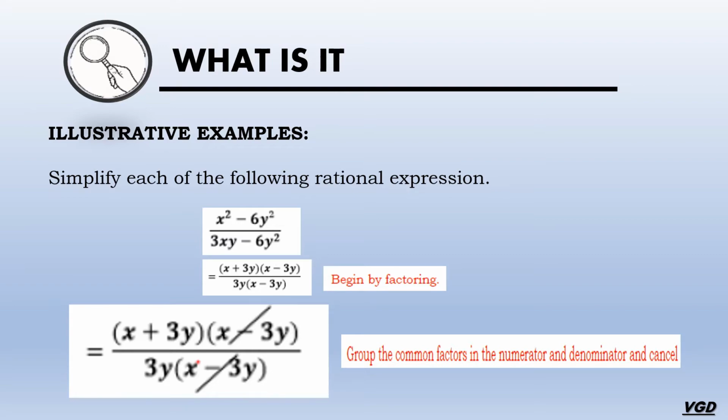Next is to group the common factors in the numerator and denominator and cancel the common factor. So we have here the common factor for both numerator and denominator is x minus 3y. So cancel this out.